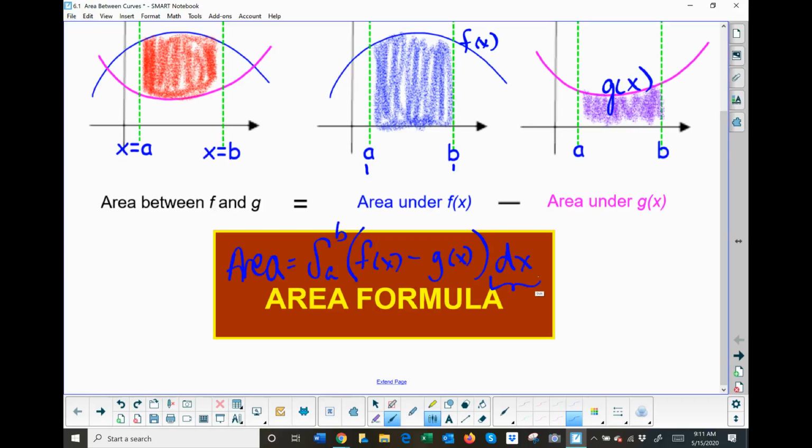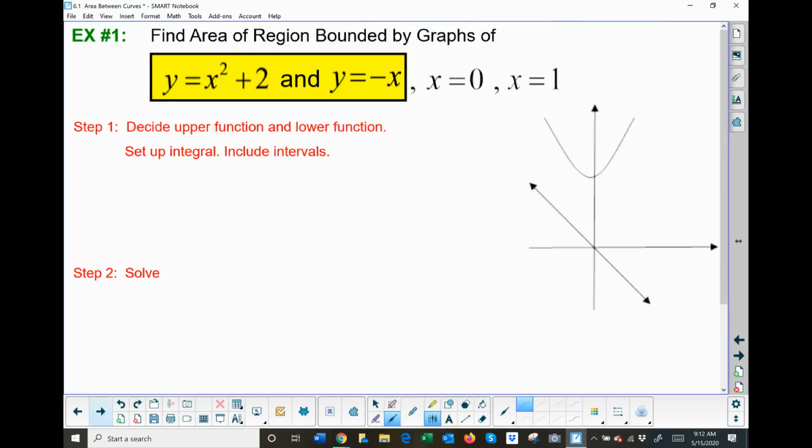So this is actually the width of the rectangle, and this turns out to be the height of the rectangle. So I end up with this idea where I have a rectangle like a Riemann sum. I've got width dx, and I've got the height from curve f minus the height from g, leaving me that red region. So there's the formula, and let's just go through and do a couple examples.